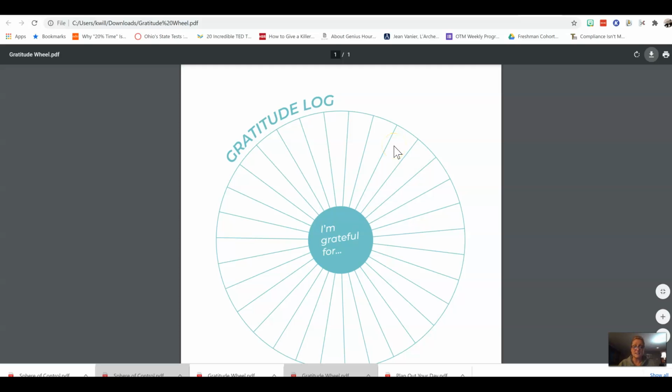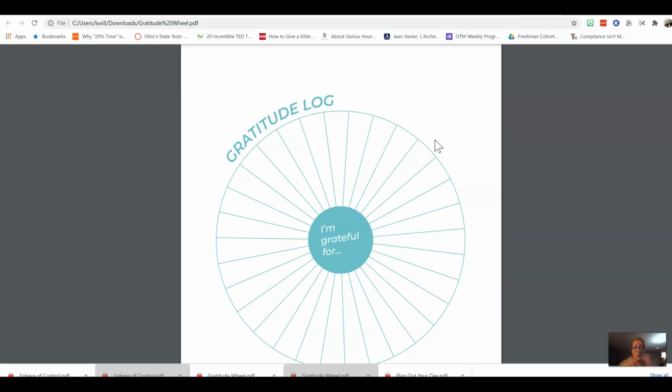And you'd be amazed that the more you fill this wheel up, print this off, write it out, the more you fill this up, the more full your cup is going to be. Your cup of love, joy, energy, all those good things, right?